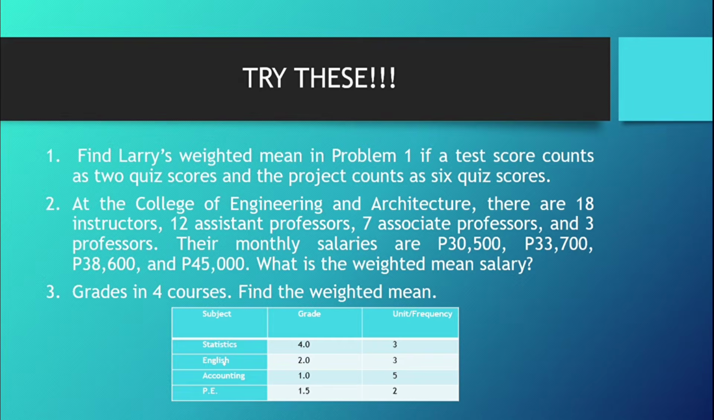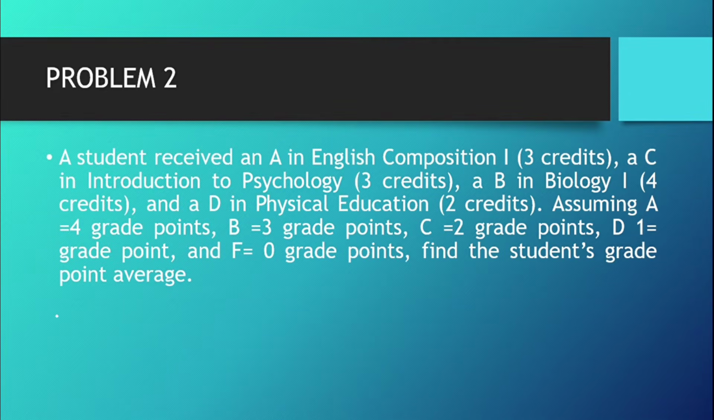So we are going to list down the courses. We have English composition, and the credits are 3, and the grade, assuming an A, which is 4 points. So for A, we have 4 points. Next, we have Introduction to Psychology.